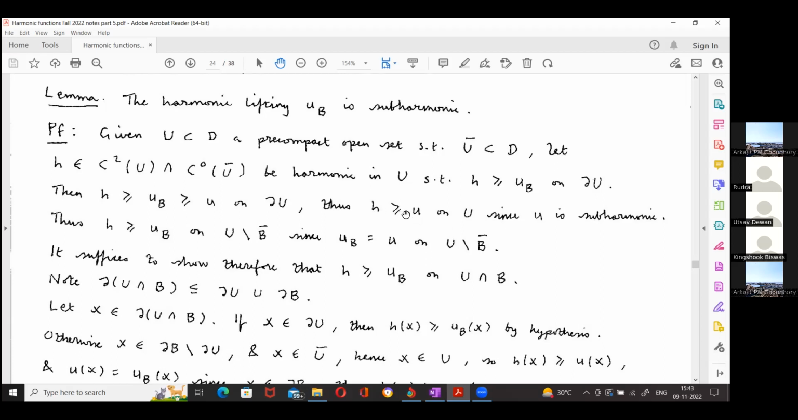That implies that H is greater than or equal to u_B on U minus B closure, because u_B is equal to u on U minus B closure. We want to show that H is greater than or equal to u_B on all of U, but we've got it on U minus B closure. So now we have to show that H is greater than or equal to u_B on U intersect B.